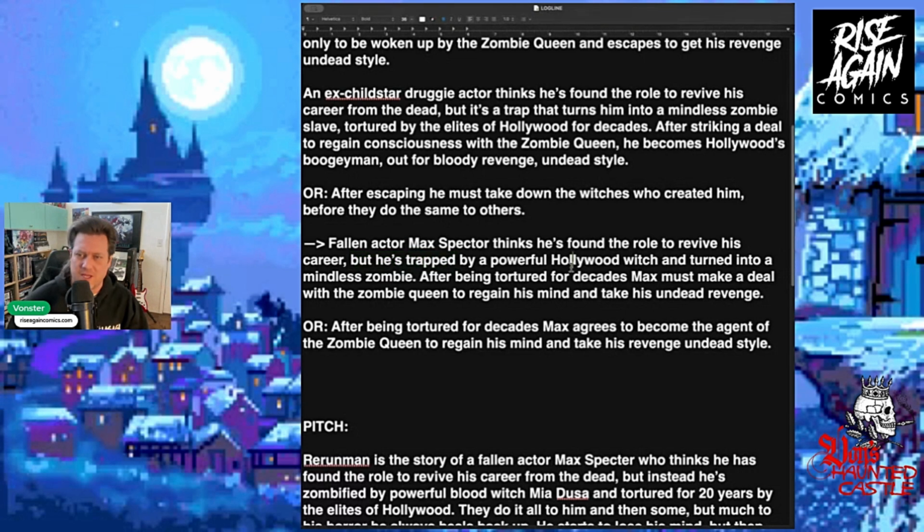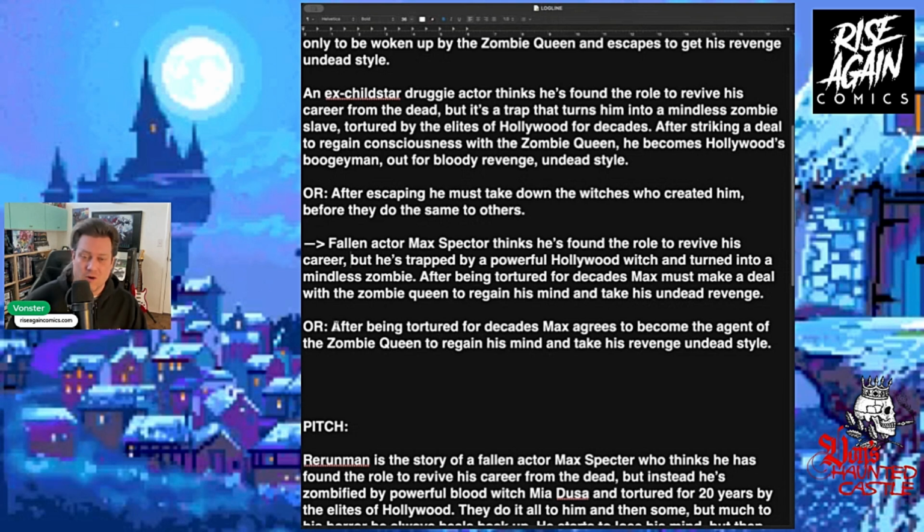Oh, this is freaky. Okay, so now I think this is a little more engaging. This is a little more active language. See what we got going here? And he's turned into a mindless zombie. After being tortured for decades, Max must make a deal with the zombie queen to regain his mind and take his undead revenge. I mean, that's pretty good. It's all right.